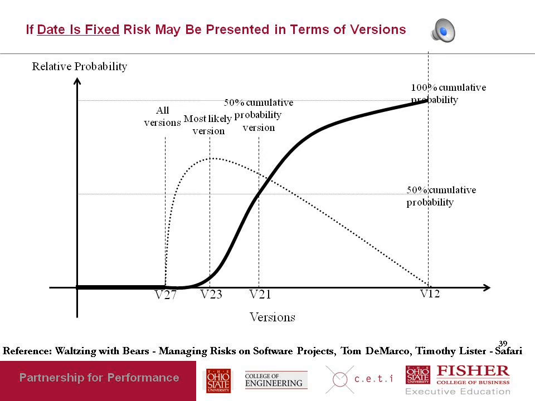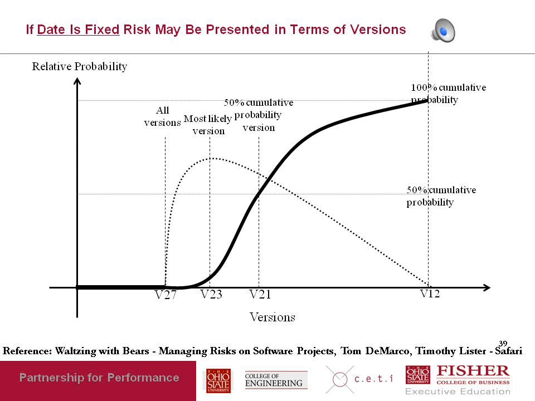Now here's the second way of quantifying uncertainty in a software project. Think of the software project or the software system being represented in terms of versions, where each version is a collection of features, and where each version with a higher number includes all the features in a lower number. So in this graph, V12 is a version with a certain set of features. V21 is another version with a collection of features that include all the features in V12.